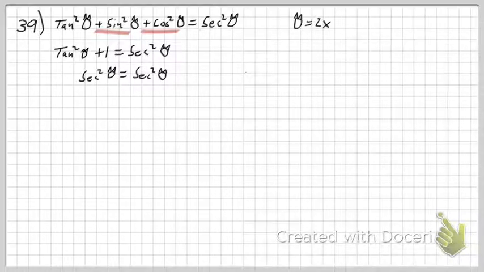Okay, the idea here is don't let this input argument of 2x throw you off. As long as it's tangent squared 2x plus sine squared 2x plus cosine squared 2x equals secant squared 2x, you're fine. It's just an input variable. I could put x or t or pretty much anything.